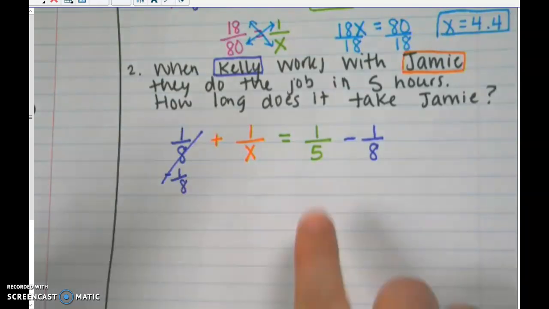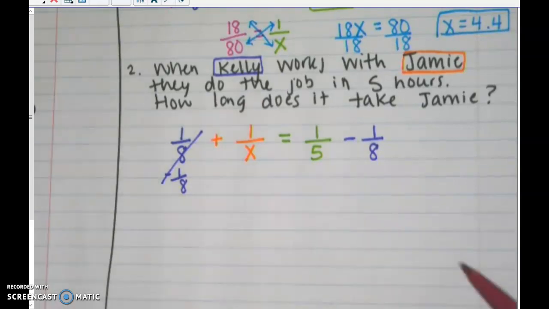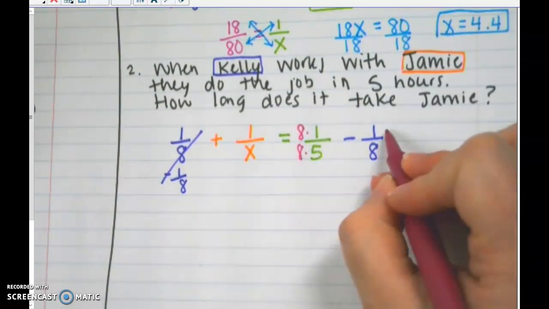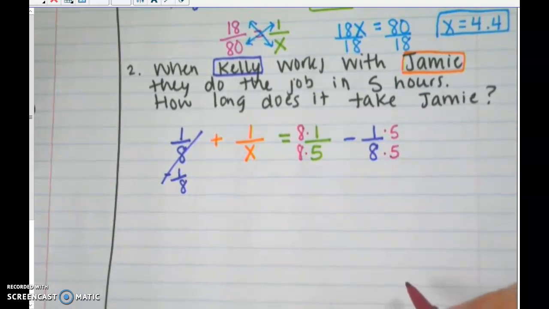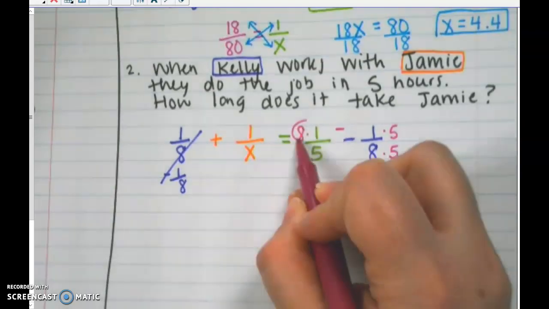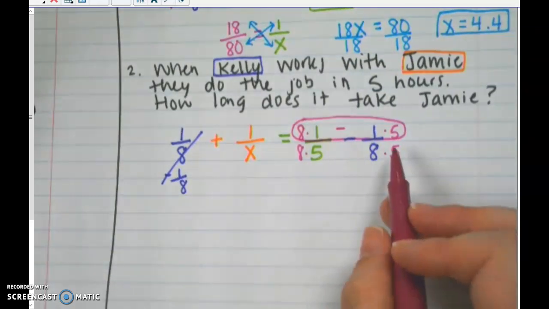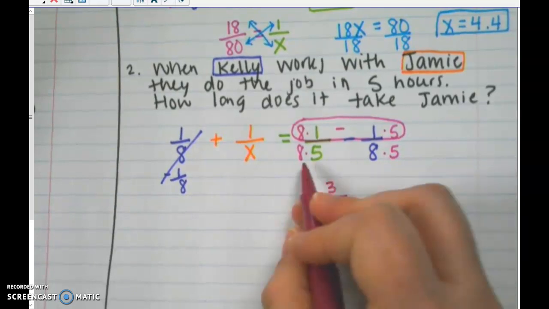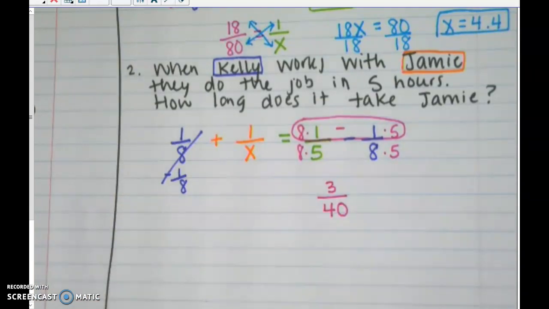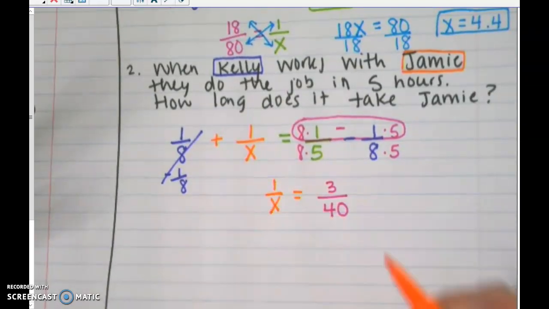All right, so I need to simplify this. 1/5 minus 1/8. So again, I need to get a common denominator, so I'm just going to multiply both of those by 8, and on this side I'm going to multiply them by 5. So my common denominator is 40. And then this needs to be simplified. You only actually combine the numerators. So 8 minus 5 is 3. My common denominator is 40. And this is equal to the 1/x, which is Jamie's rate.